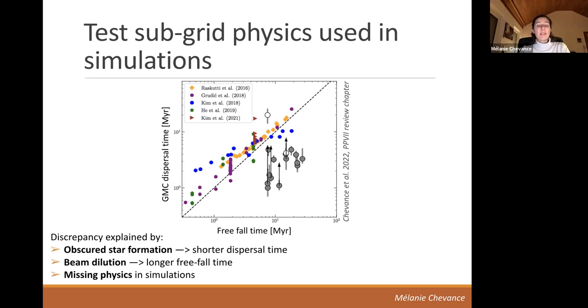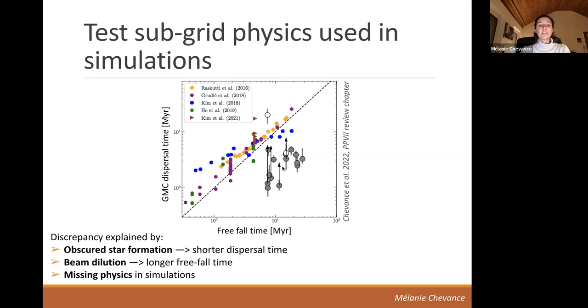Maybe there's obscured star formation. We've seen that this was partially the case. So that implies that we measure an artificially shorter dispersal time. But accounting for this will only raise the data points by the arrow that you see there. So it's still not fully in line with the simulations. Another factor could be beam dilution. So maybe we artificially measure longer freefall time in observations.